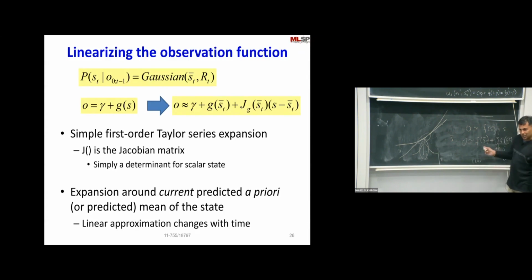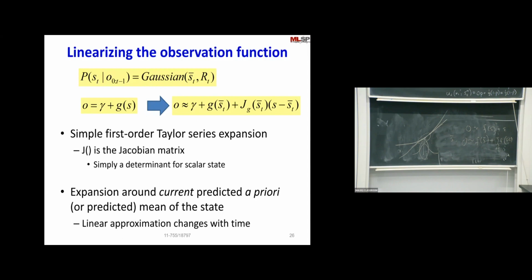Right? This is your standard linearization function. And so I can just write it like that. That's gamma. In this case, O equals gamma plus g of s. I can write it as gamma plus g at s bar plus the Jacobian times the difference, how far away you are from the mean. Okay. This makes sense to everybody?